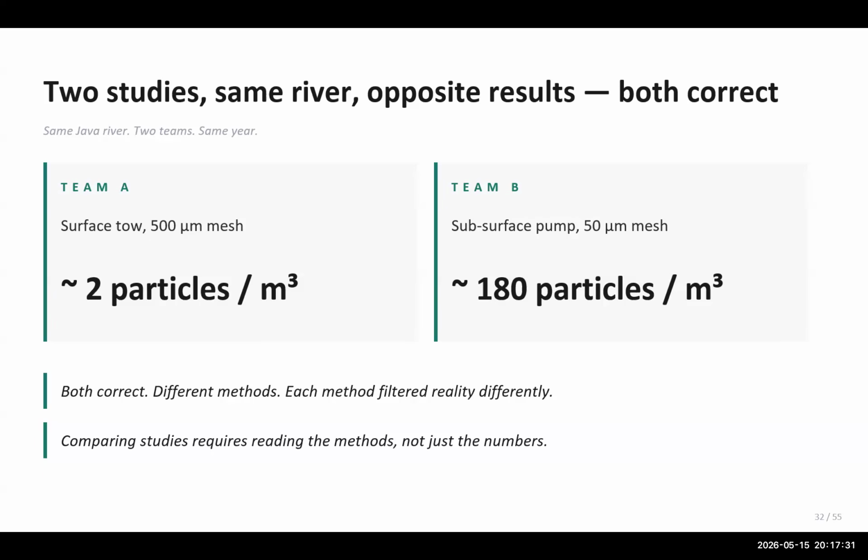But another team went to the same place during the same year, but they used a water pump with a mesh of 50 microns, very small. So they found a concentration much larger, 180 particles per cubic meter. This is like 90 times more concentration, but we are talking about the same river during the same time. Actually, both teams are correct, but they used different methods. So each method will filter the reality differently, in a different way.